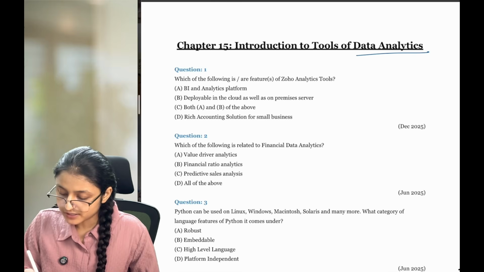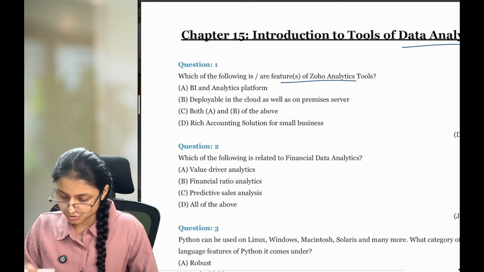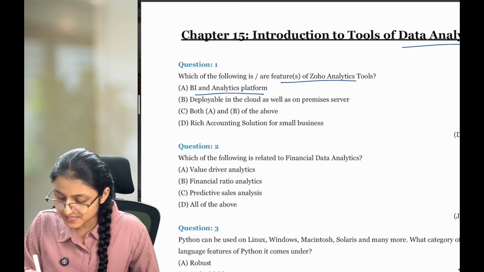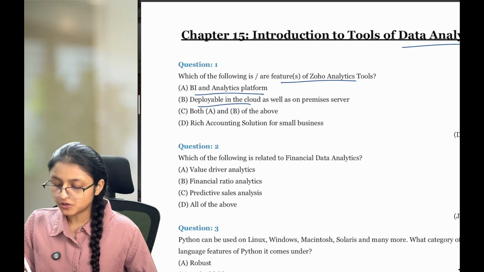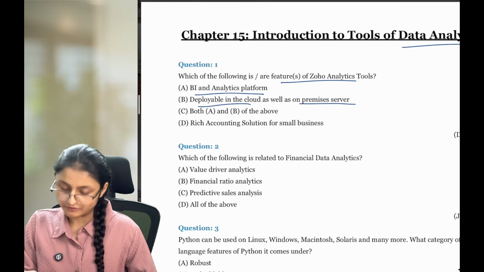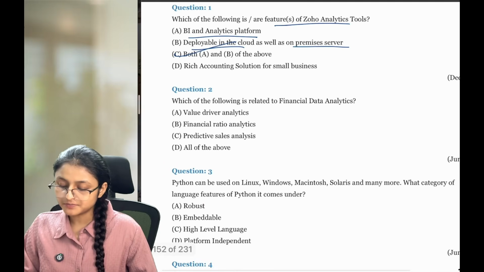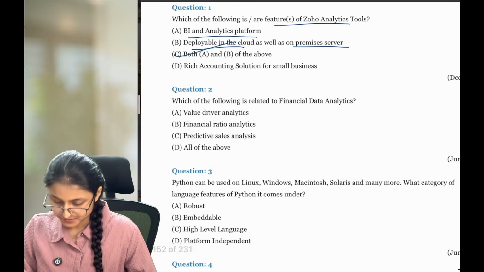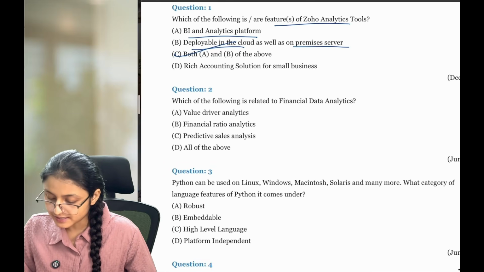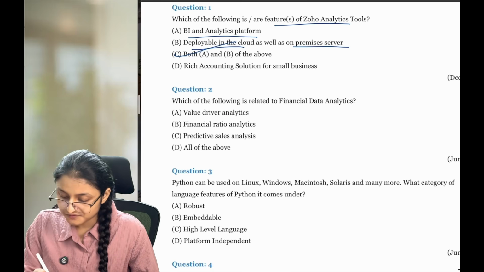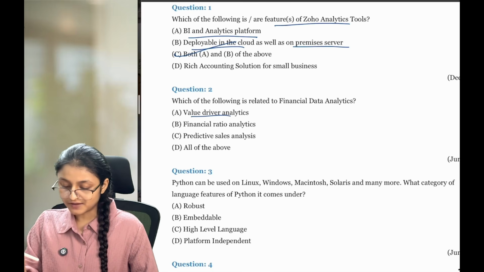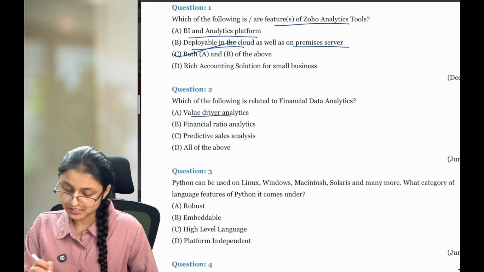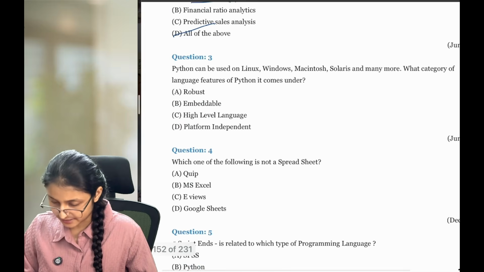Okay? Which of the following is or are features of Zoho Analytics tool? So for Zoho Analytics, BI and analytical platform, and deployable in the cloud as well as on-premise server. Both are correct. Hence, both A and B of the above should be selected. Which of the following is related to financial data analytics? In financial data analytics, we calculate value driver, financial ratio and predictive sales, all of them. Hence, all of the above is the correct answer.